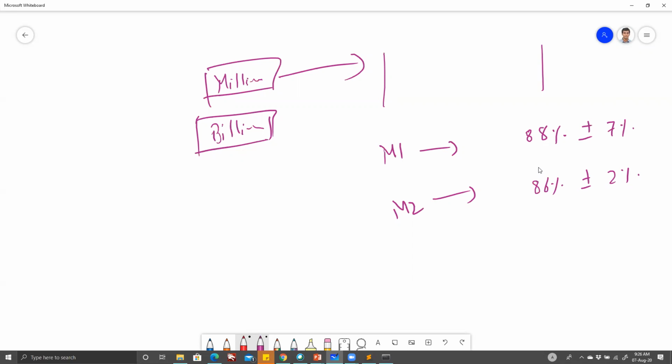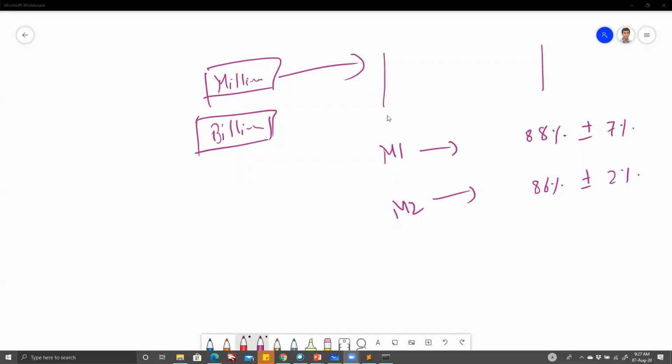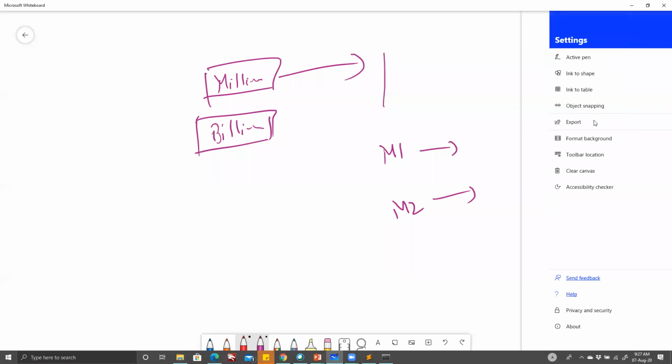M2. Okay, model 2. But I never told you the confidence interval. So how do you know? Understand the problem first. I never told you the confidence interval, so how can you make this decision? Yes, you need to know the confidence interval first.